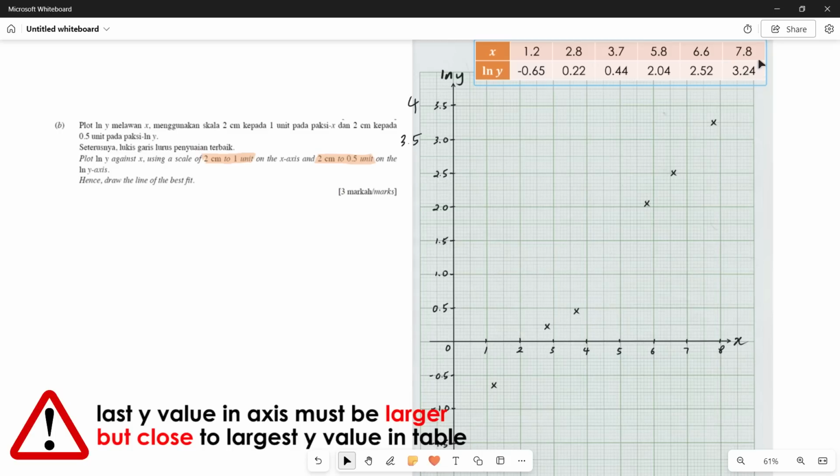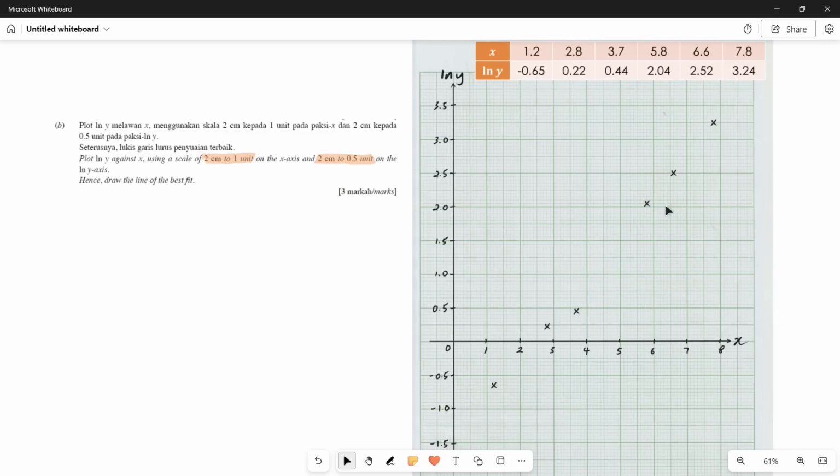Look at the highest of them, and when we label the last value here, make sure it is larger but close to it. And for the labels of the x and y axes, make sure it's x, and here it's ln y. It's not y, it's ln y. If it's y, marks will be deducted. So please be careful.